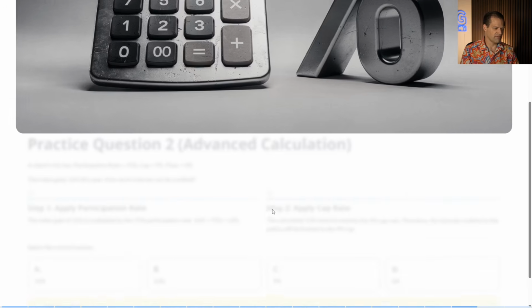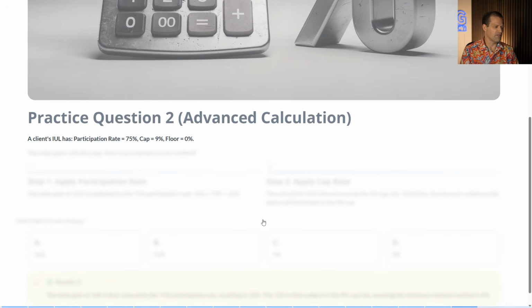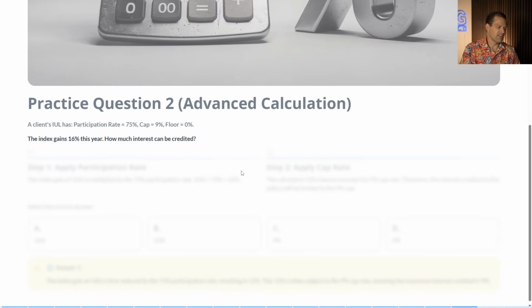Big calculator on the screen. We use that a lot. So a little advanced calculation here. A client's IUL has a participation rate of 75%, a cap of 9%, and a floor of 0. The index gains 16% this year. How much interest can be credited?